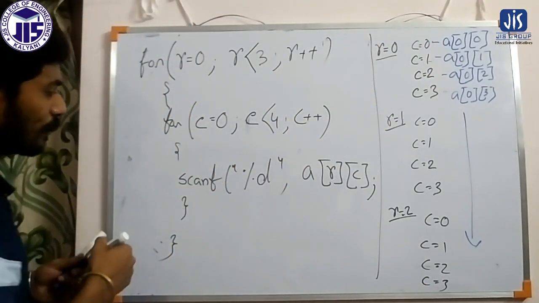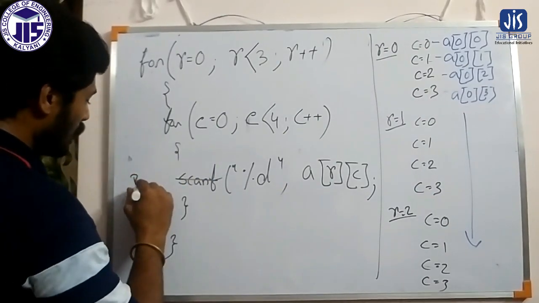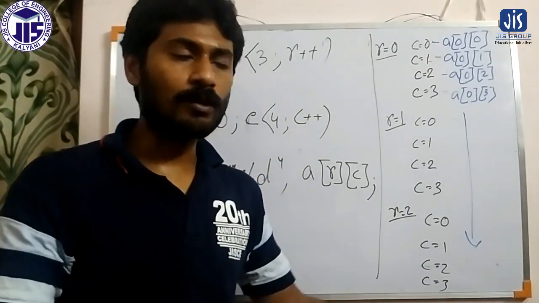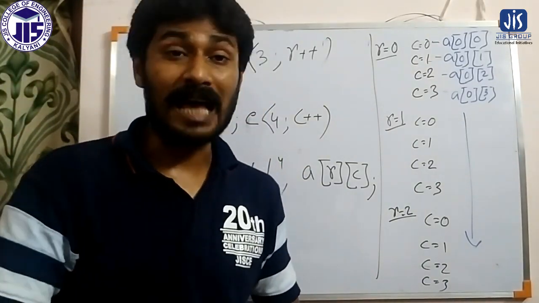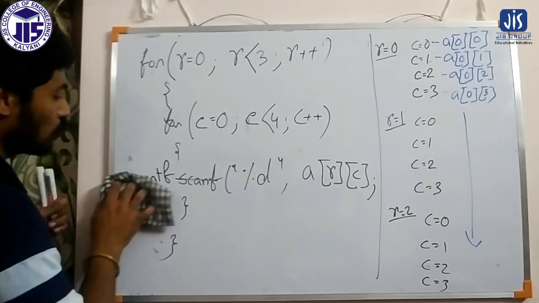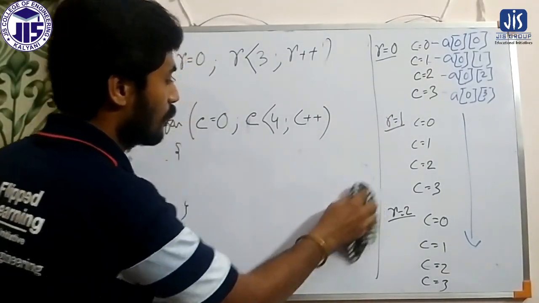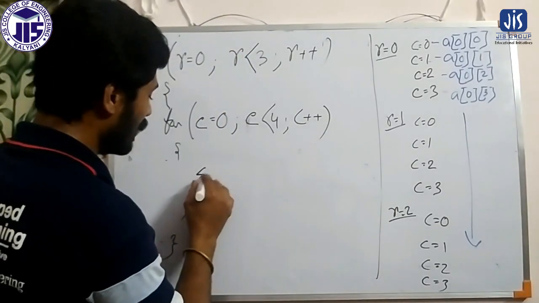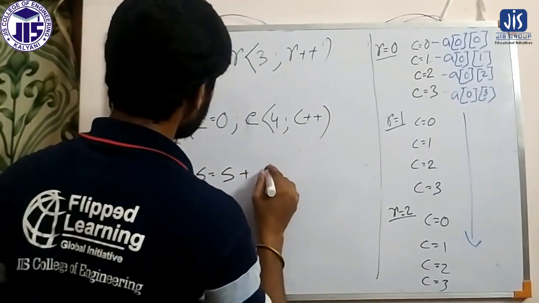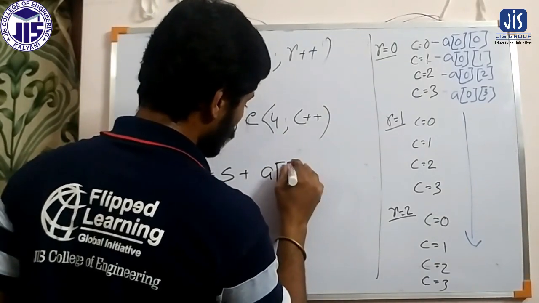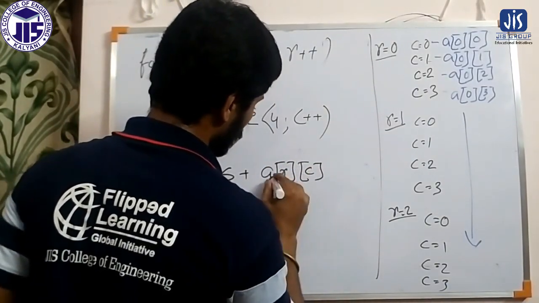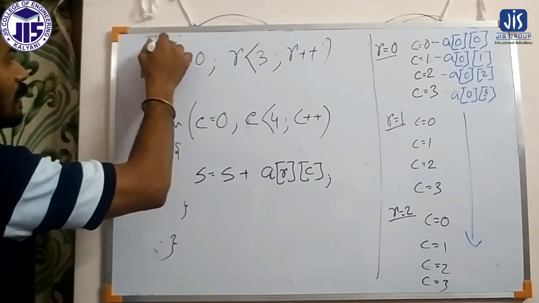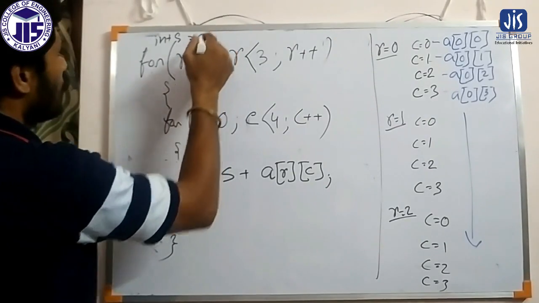Now if I just change it to printf, in that way we can print the value. In that way we can find out, if you want to find out the sum of the elements of a two-dimensional array that we have shown in one-dimensional array, just we have to take a variable s similarly, and we can write here s equal to s plus A[R][C]. Initially we have to consider integer s equal to 0, then we can print.